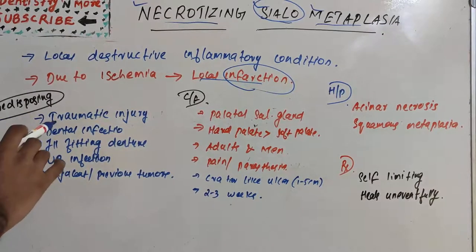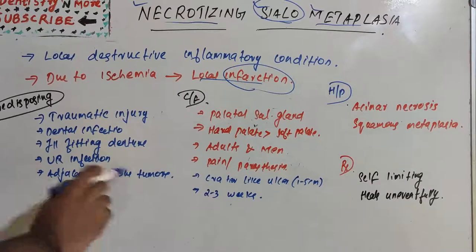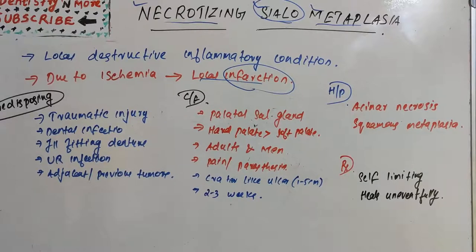So what are the predisposing factors? Predisposing factors are traumatic injuries, dental infections, ill-fitting dentures, upper respiratory tract infections, adjacent tumors and previous tumors of the same location. In some cases, however, it may occur without any known predisposing factors. Let's move on to the clinical features.